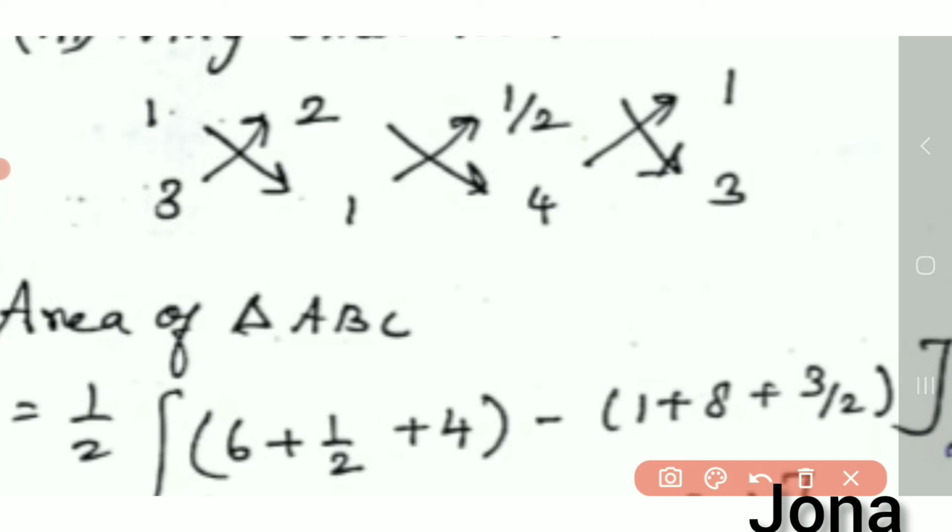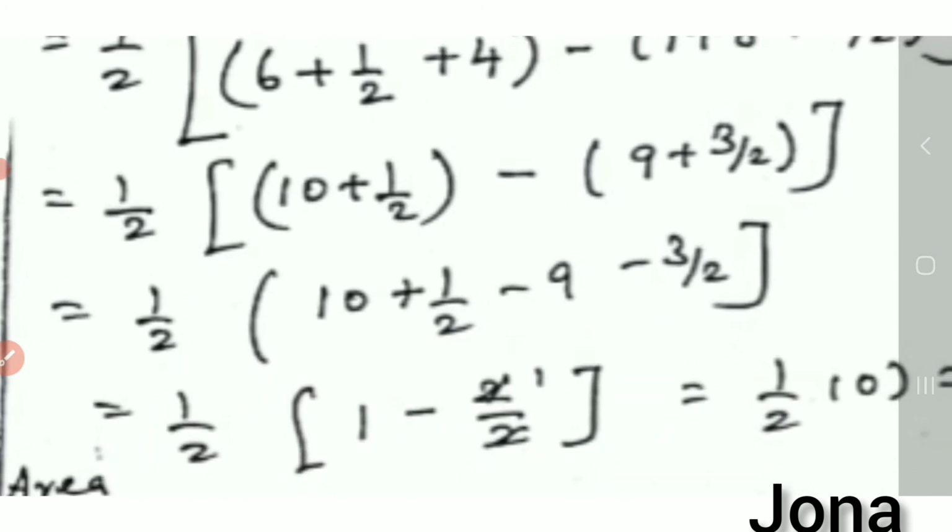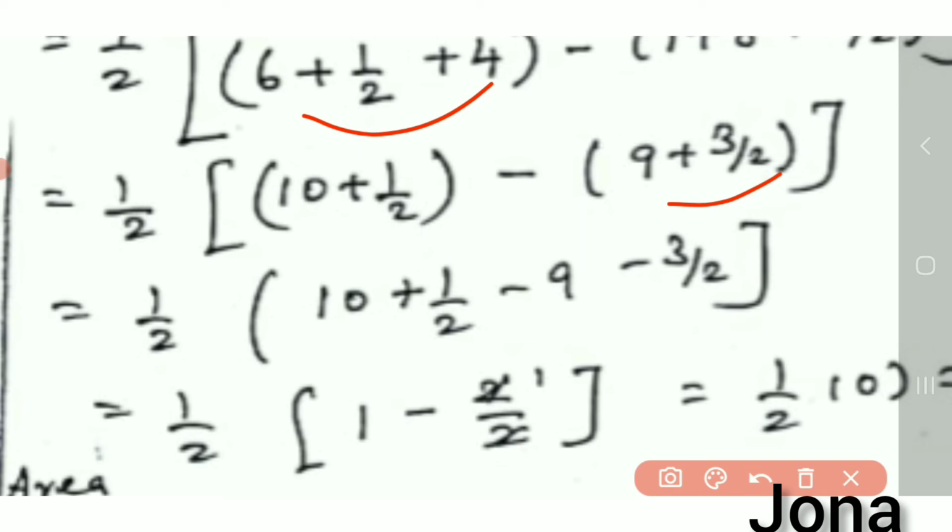So the area of the triangle ABC is half into, here 3 twos are 6, 1 into half is half, plus 4 into 1 is 4. Now we have this minus of. Now we have to write the downwards: 1 ones are 1, and 2 fours are 8, and 1 by 2 into 3 is nothing but 3 by 2. And then we want to simplify here. If you simplify, we get 10 plus 1 by 2 and here 9 plus 3 by 2.